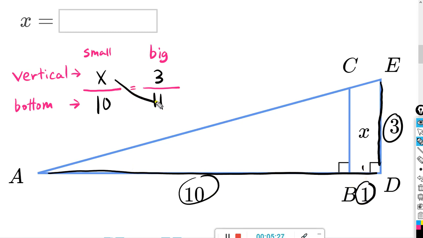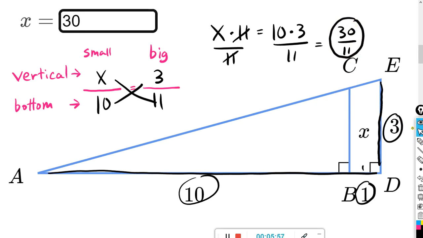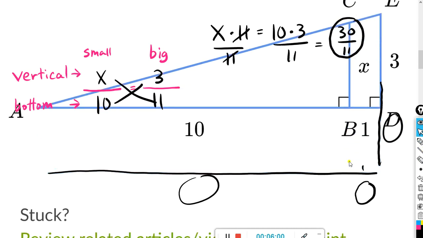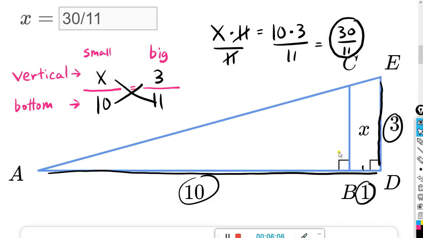All right, now you cross multiply. X times 11 equals 10 times 3. Solving for x, the opposite of times 11 is divided by 11. The 11s cancel. 10 times 3 is 30. And the denominator is 11. We can't reduce that fraction, so you just type 30/11. All right, and just so you know, if there's one where you can reduce the fraction, they do make you reduce it.